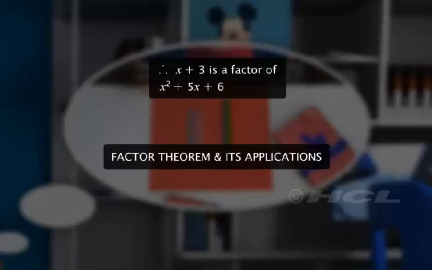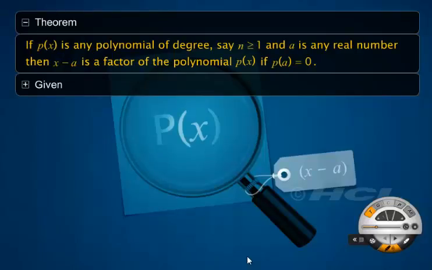We shall not only learn the factor theorem and its converse, but also apply it to find the factors of various polynomials. Any polynomial of degree, say n greater than or equal to 1 and a is any real number, then x minus a is a factor of the polynomial p of x if p of a is 0.